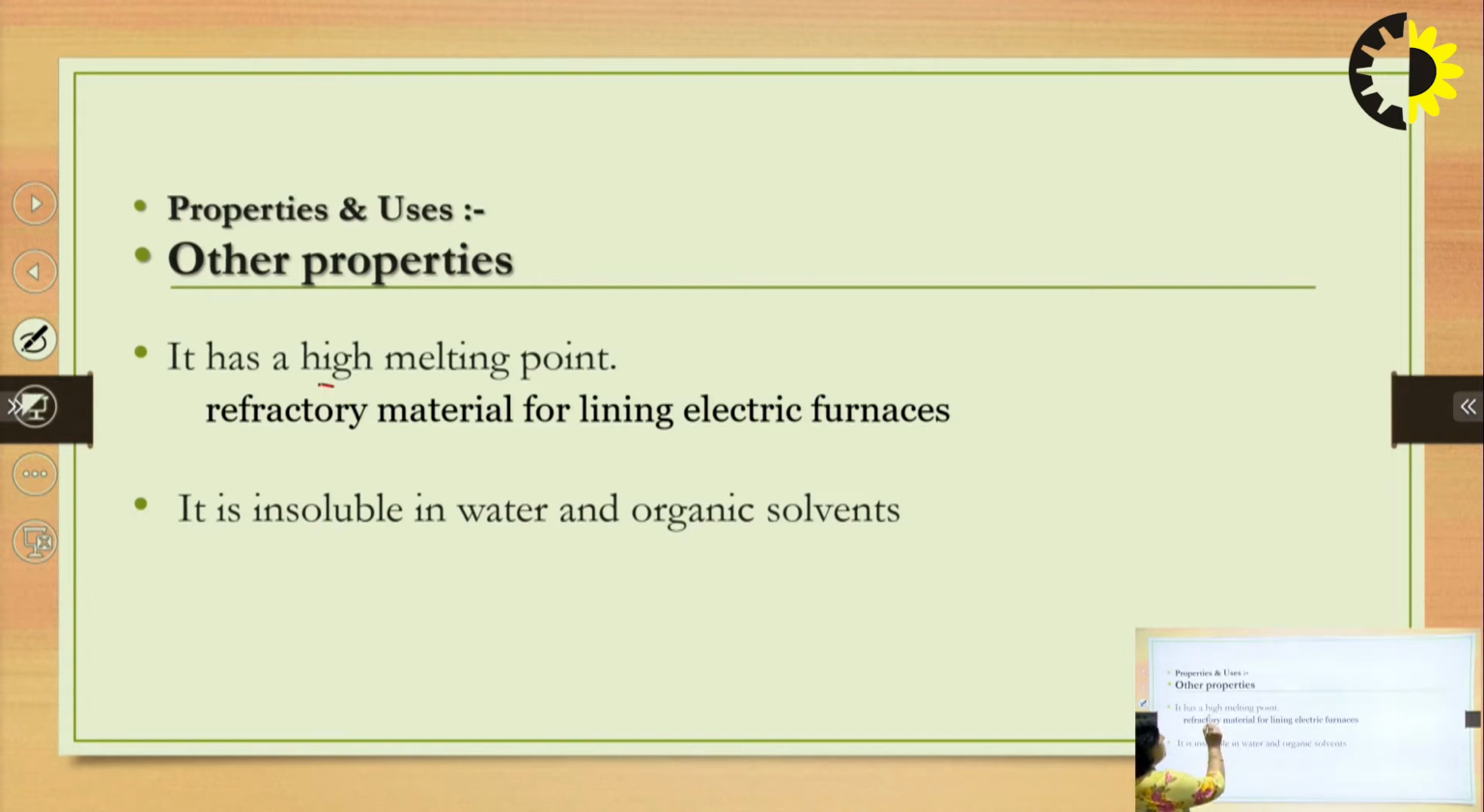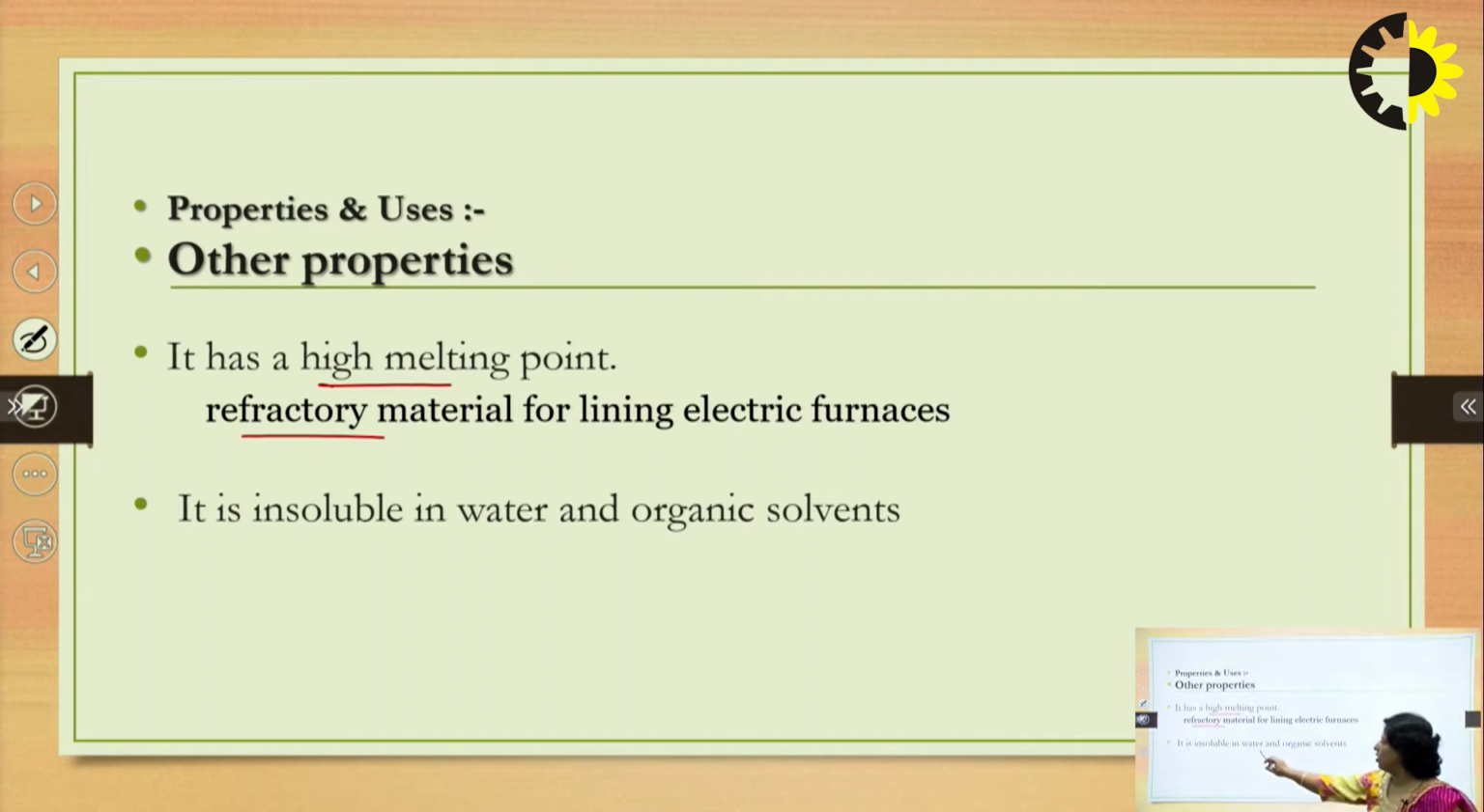Because of its high melting point, it can withstand high temperature and pressure, which lets it work as a solid lubricant. The high melting point also makes it useful as a refractory material for the lining of electric furnaces.